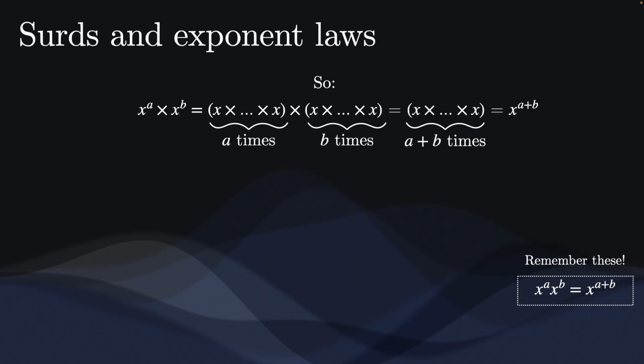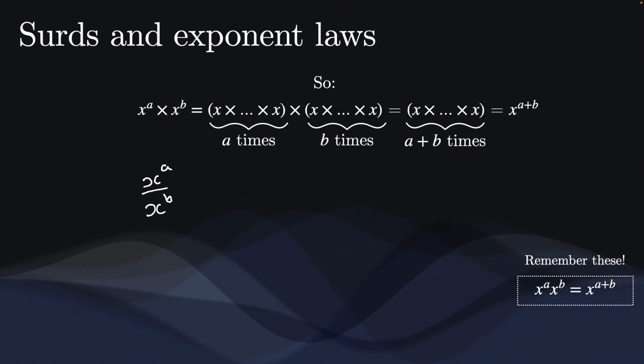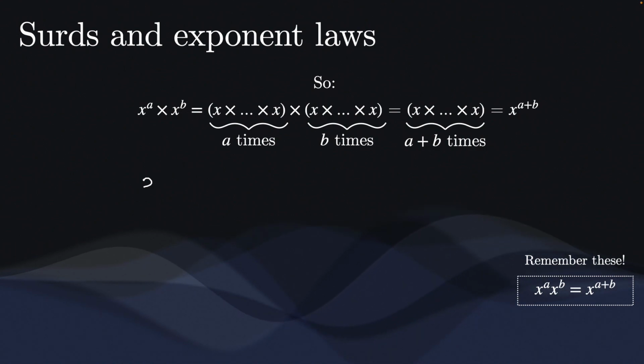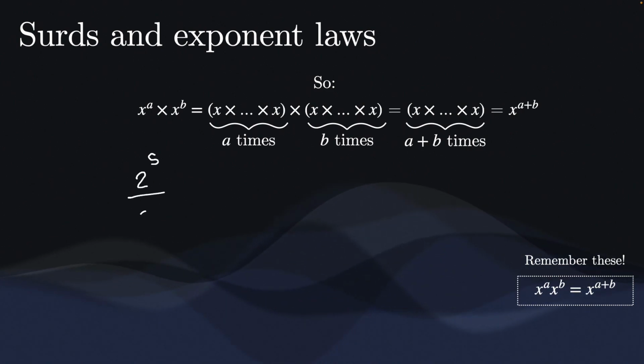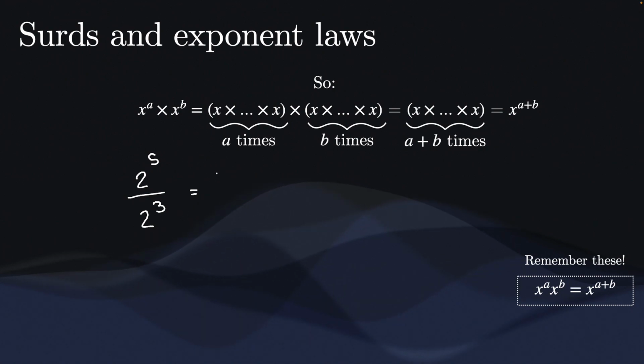Now, the next rule is what happens instead if we have x to the a divided by x to the b. Well, it's easier to illustrate this with an example. So, if I took, let's say, 2 to the 5 divided by 2 to the power of 3. Well, remember what 2 to the 5 means? It's 2 times by 2, 5 times.